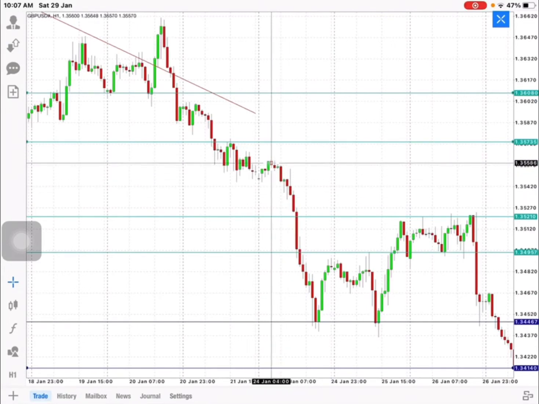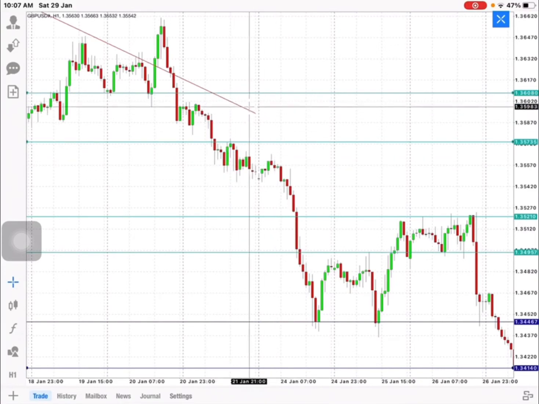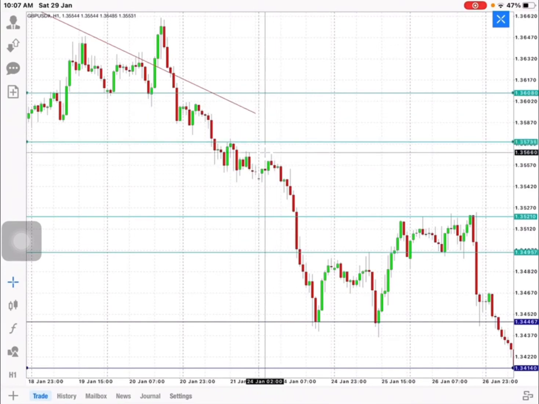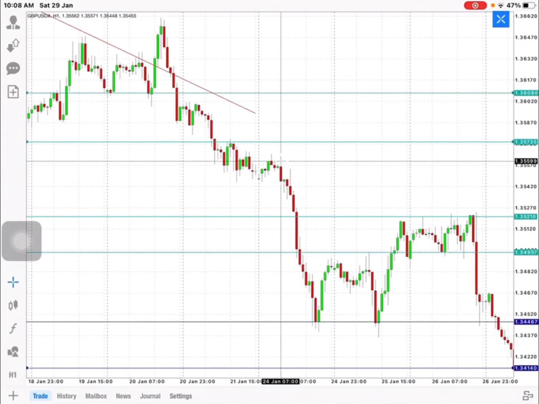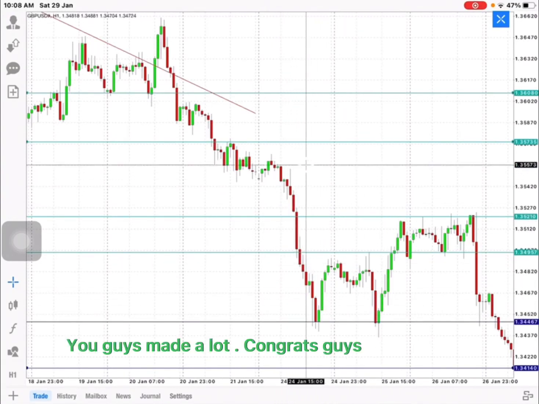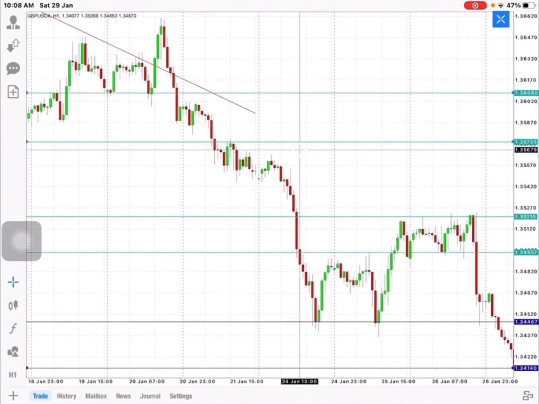and some of you guys placed your instant sell as well. That's a smart move. I told you guys to place your sell here, but you could analyze. I mean, you guys got to place your sell here. You guys ended up making a lot, guys. Some of you said I made 50 pips from sell on GBPUSD.